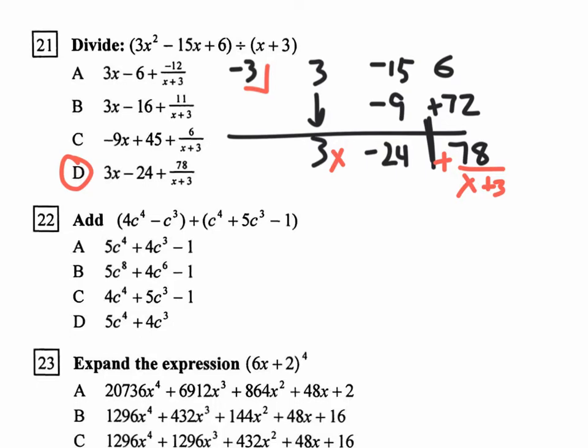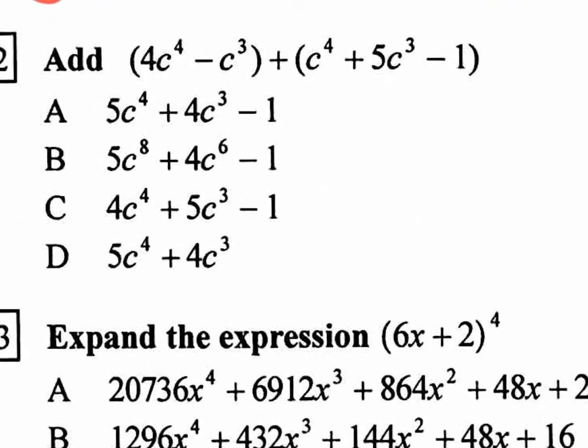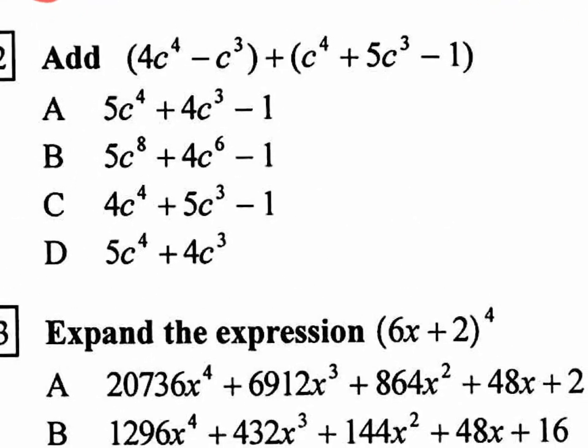Let's move on to number 22. Feel free to stop me, guys, if you have any questions. Number 22, just add. That's just combining like terms, guys. Of course, you want to start with the highest exponent term. What is 4c to the fourth plus another c to the fourth? It's going to be 5 c's to the fourth.